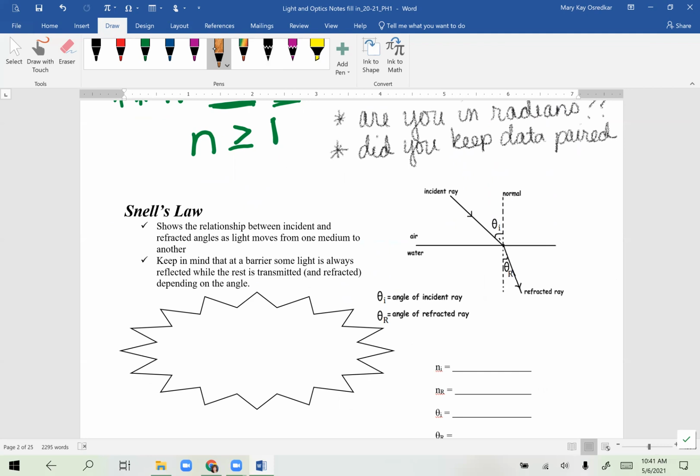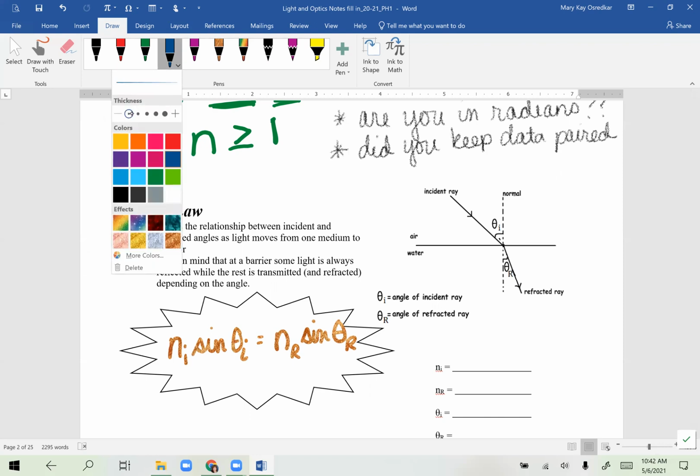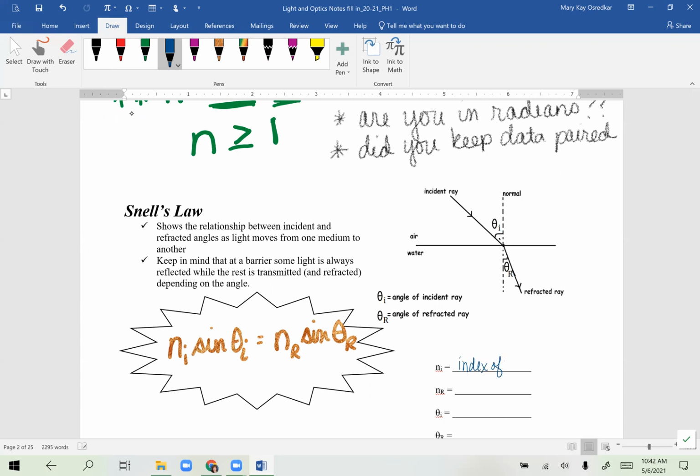So this shows the relationship between the incident angle, which is theta I, and the refracted angle, which is theta R. And this is Ni sine theta I equals NR sine theta R, where Ni is the index of refraction for the starting or incident material, and NR is the index of refraction of the refracted material.